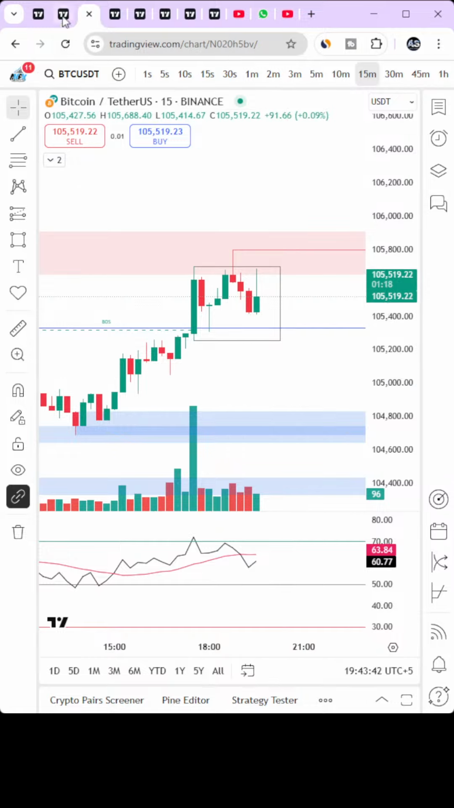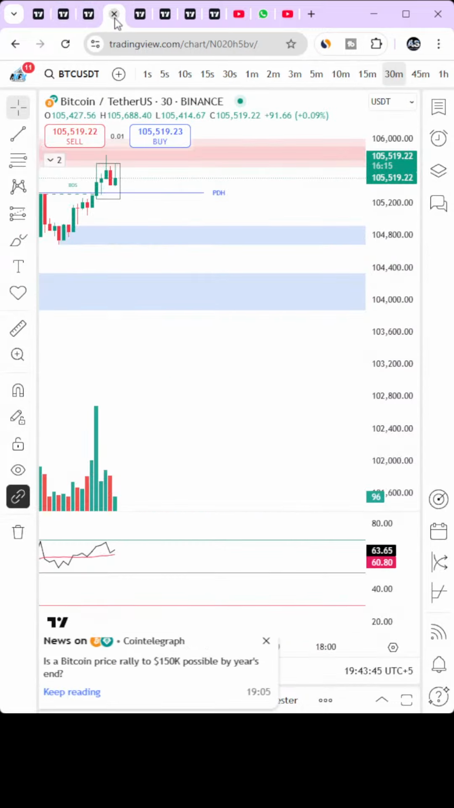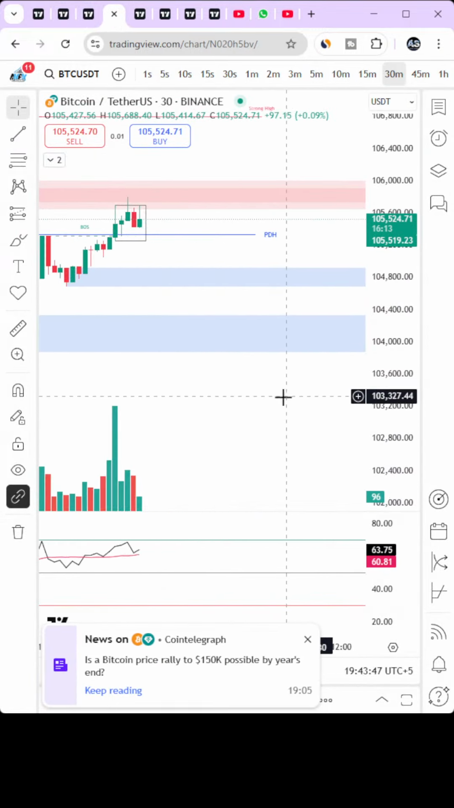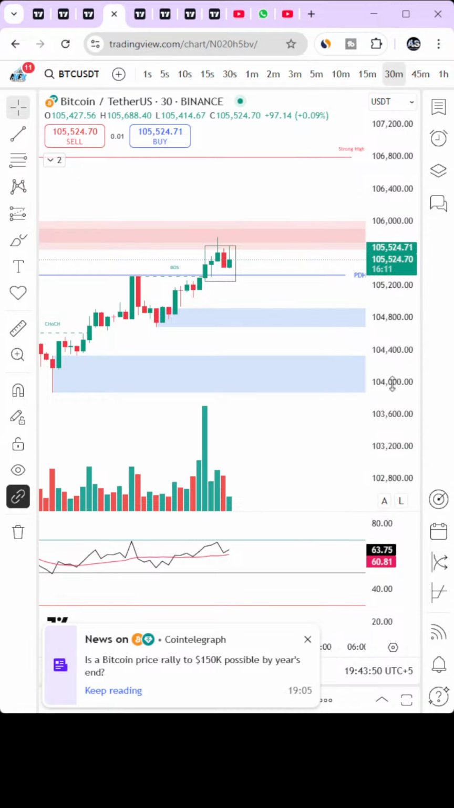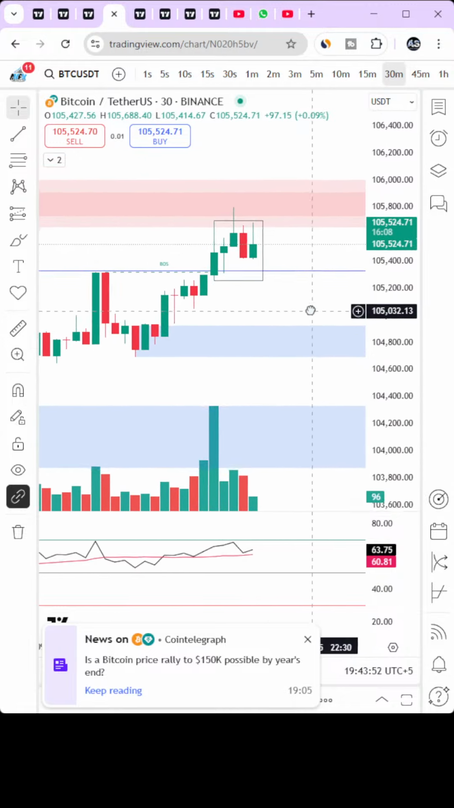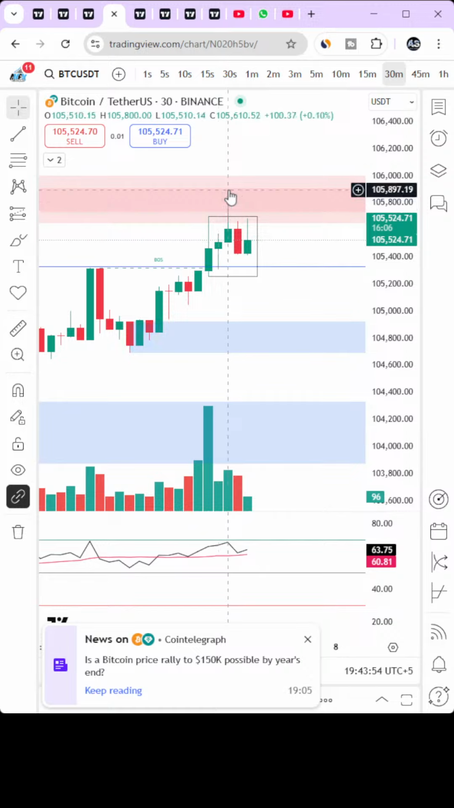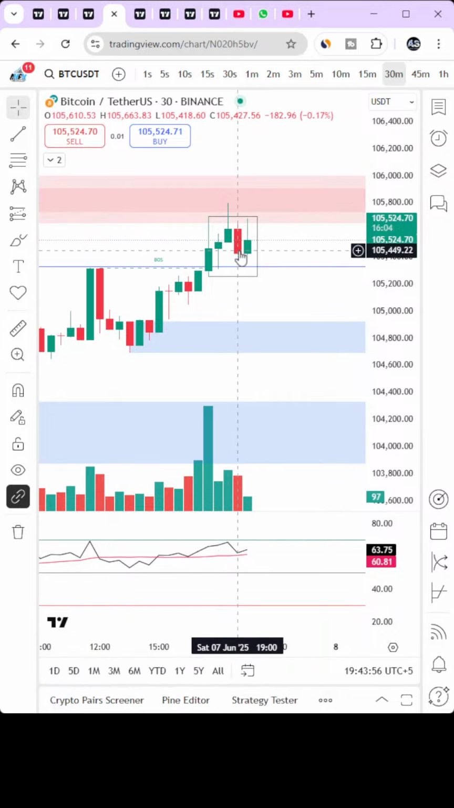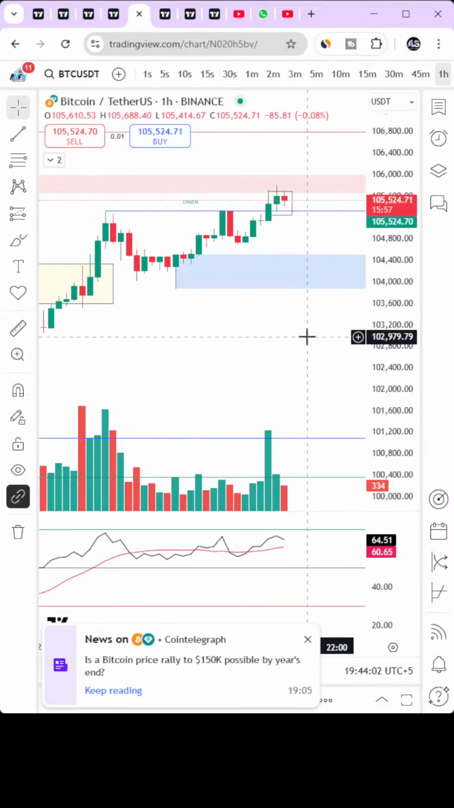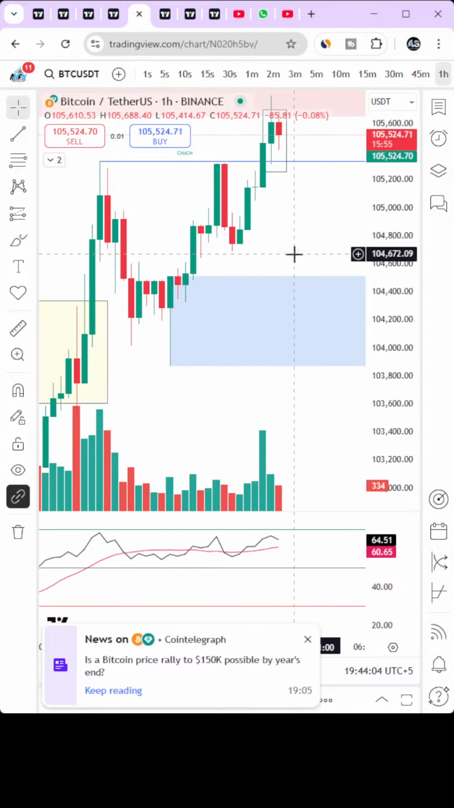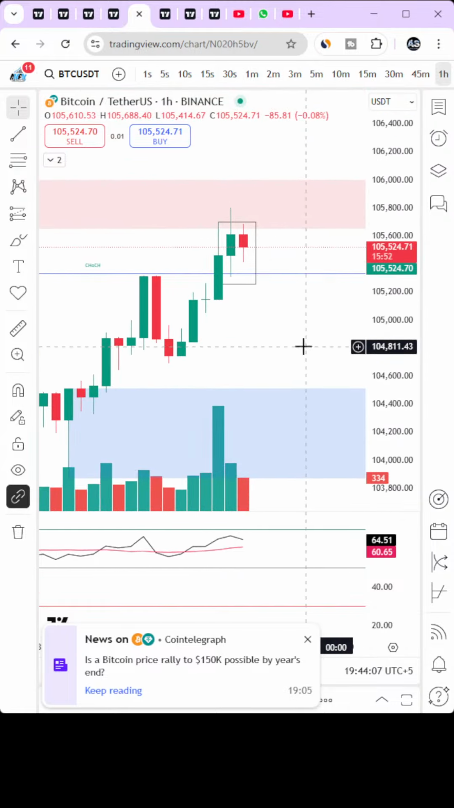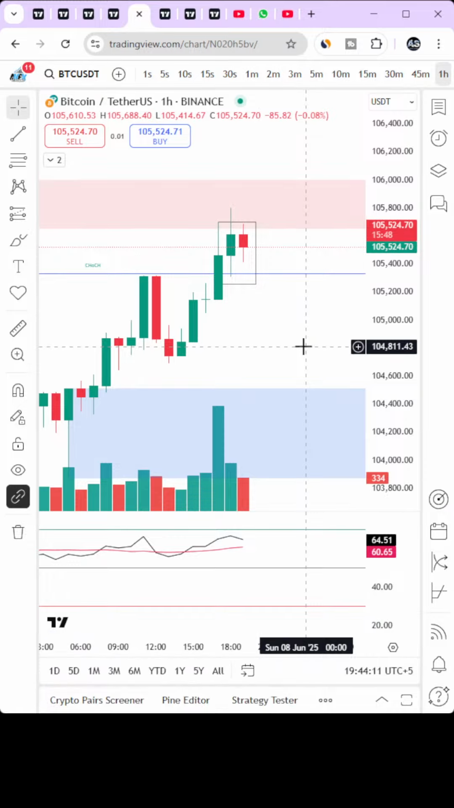Now let's see what is happening in 1 hour and 30 minutes. This is 30 minutes chart. A heavy selling candle has been closed. Now let's see what happens. What about in 1 hour candle? It's also a selling candle, but it seems a little bit weak candle. Let's see what happens.